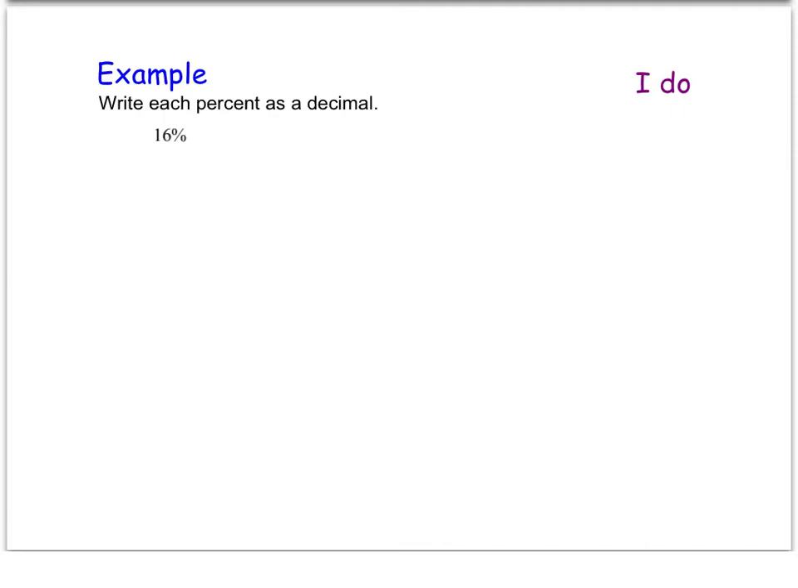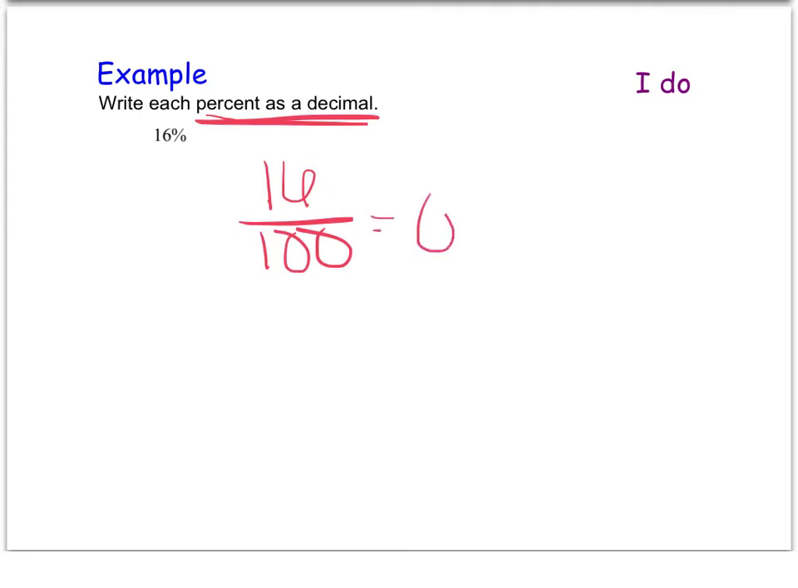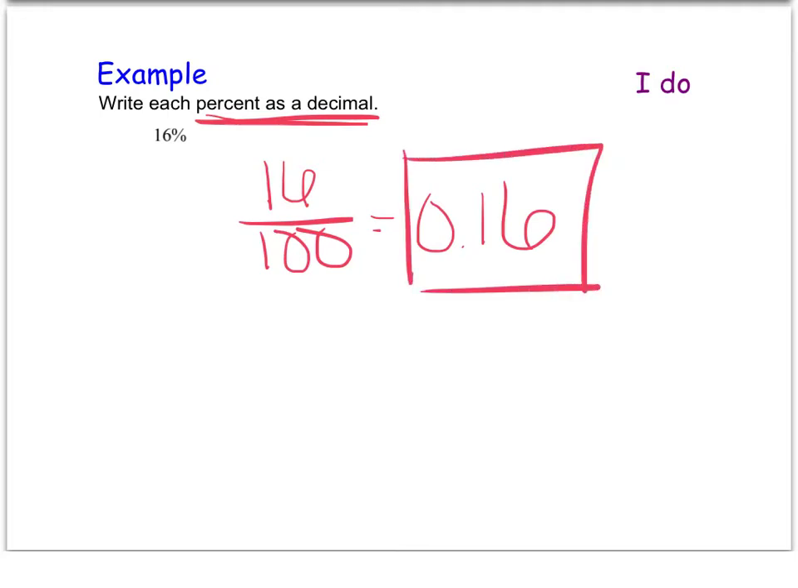Okay, here's our first example. We are going to write percents as decimals. So I'm going to write 16% as a decimal. If you go back to your chart from our key concepts, we're going to take 16% and divide by 100. And when we do that, we're going to get 0.16. Now, when we write it as a decimal, remember that we lose our percent sign. So do not write it with a percent sign, and just write your final answer as 0.16.